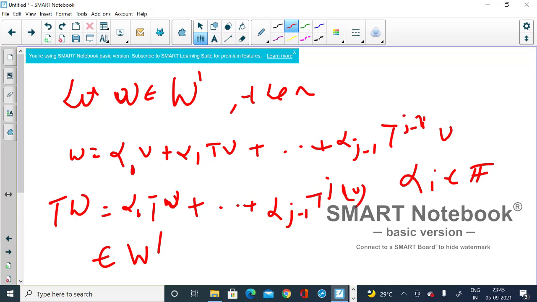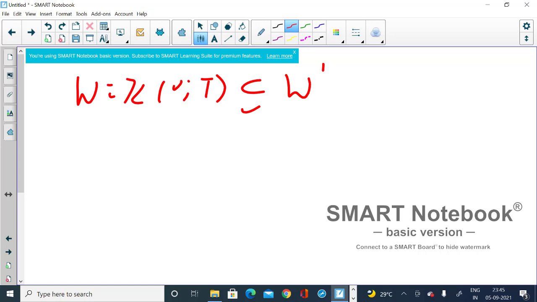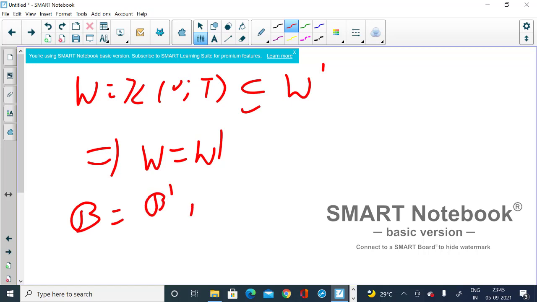Now recall the property of the cyclic subspace. The T-cyclic subspace is kind of minimal one, right? So what does that mean? That means W, which is Z(v; T), is a subset of W', because W' contains v and is also T-invariant. And the other inclusion is obvious, so this implies that W equals W'. That means they are the same. So B is nothing but B' and j equals k. This is the proof actually.